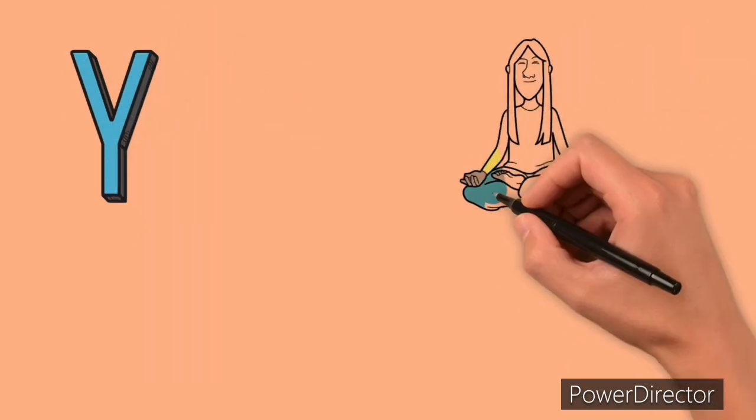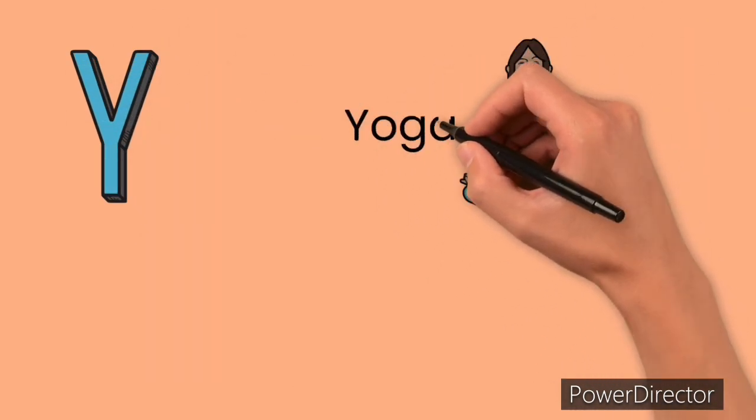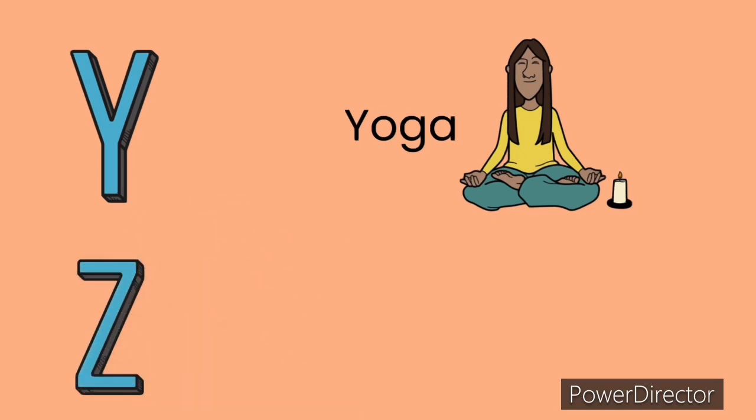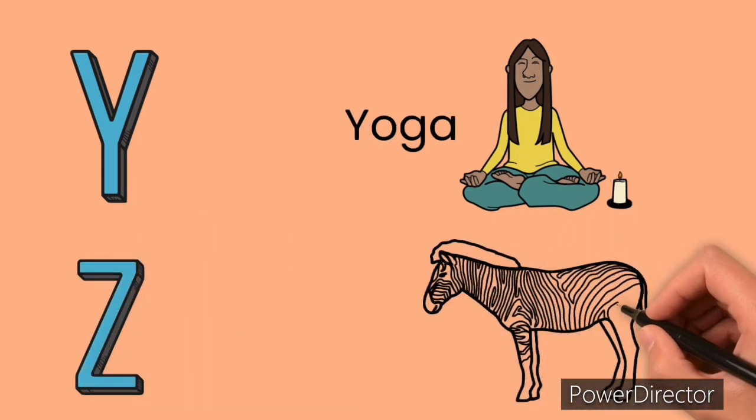Y is for yoga, yoga. Z is for zebra, zebra.